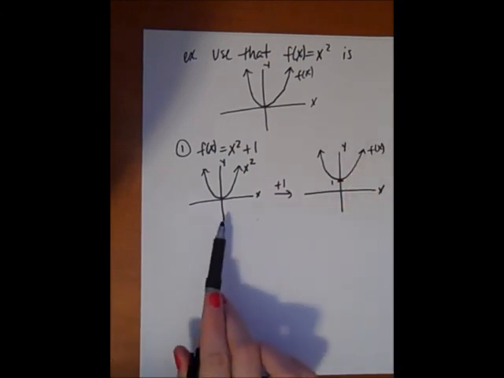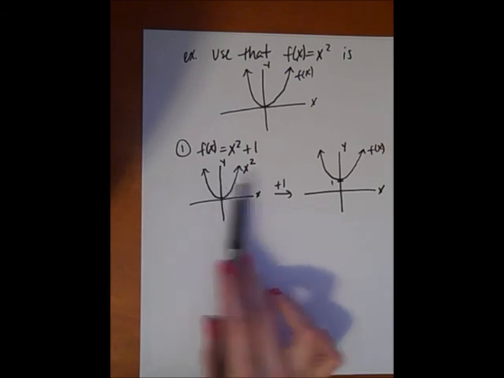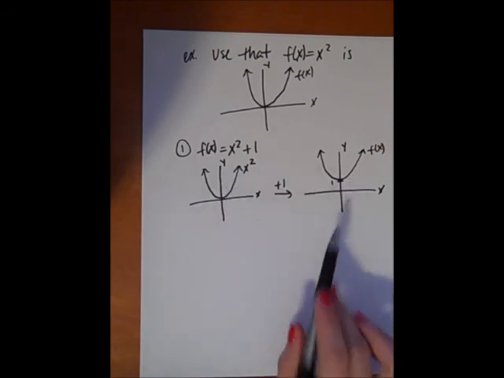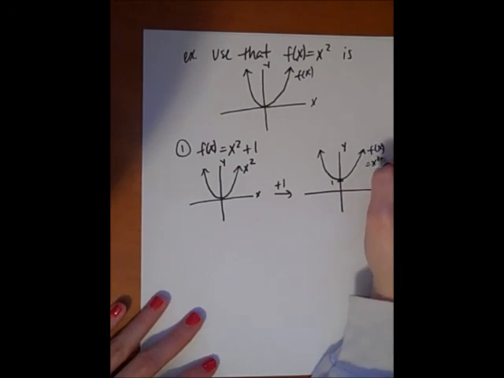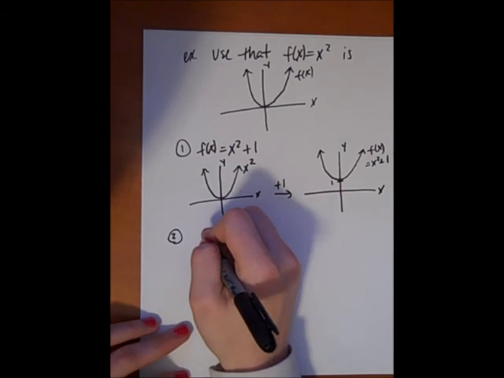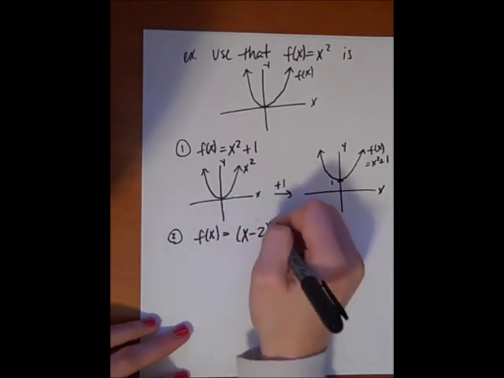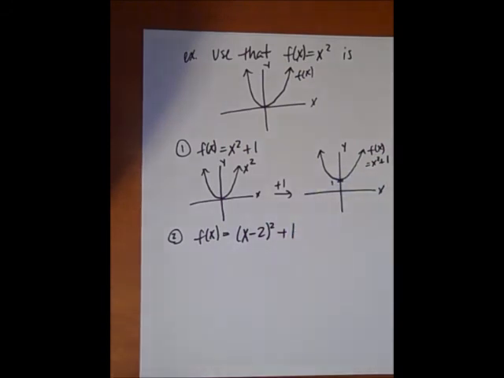So you basically start with a graph you know. I knew what x squared looked like, and then trying to move it around to be what I want. So I moved it up by 1. This was f of x, which was x squared plus 1. Let's try a different one. How about let's graph f of x is x minus 2 squared plus 1.